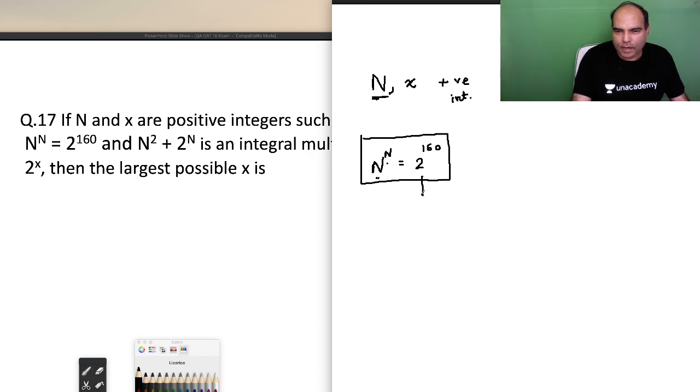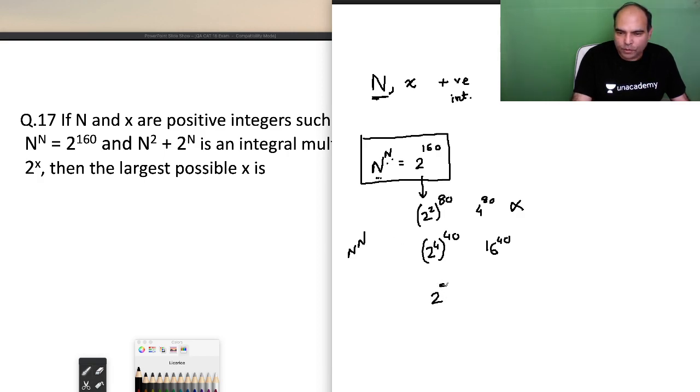So if I look at the right hand side, how can I represent it in the format of a number raised to itself? 2 raised to 160 is also 2 squared raised to 80, that is 4 raised to 80. This is not of the form n raised to n. 2 raised to 160 can also be written as 2 raised to 4 raised to 40, which becomes 16 raised to 40. This is also not in the form of a number raised to itself.